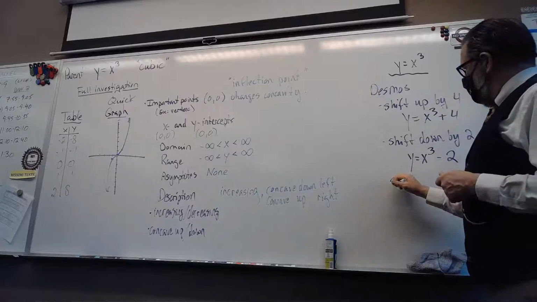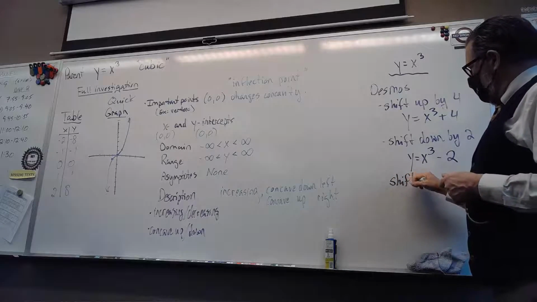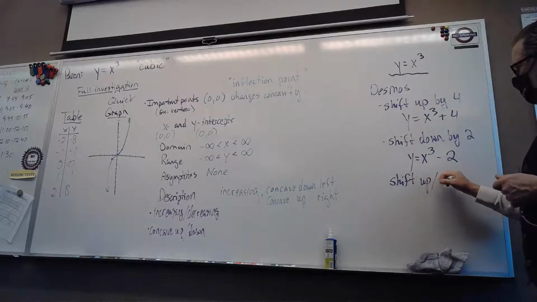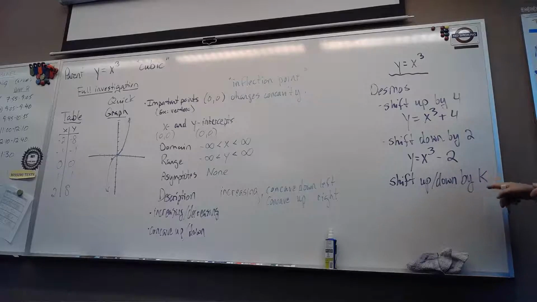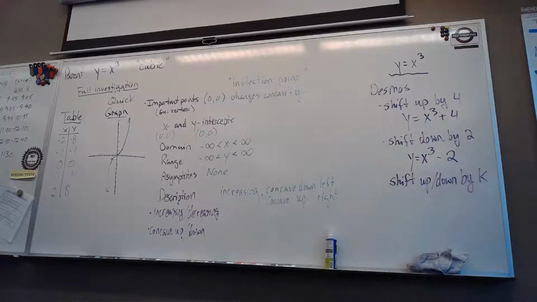Now, what I want to know is I want you to shift up or down by k. And when you put the equation in your calculator to test it, it is going to ask you, do you want to make a slider for k? And you're going to say yes. And then you can drag the slider back and forth and see if it does what you expect it to do. Shift up or down by some number k, some changeable number k. Go.